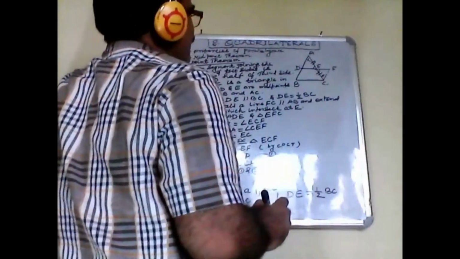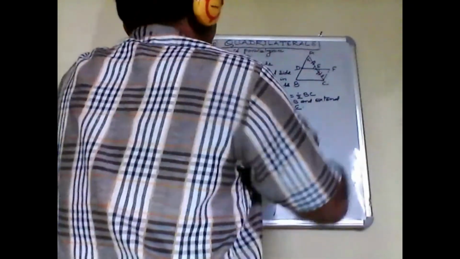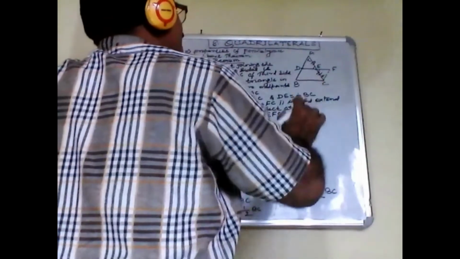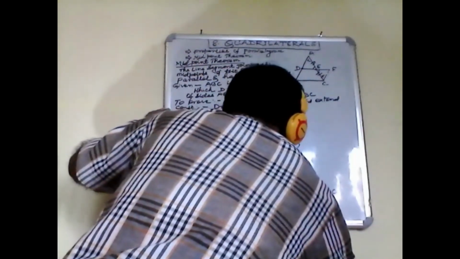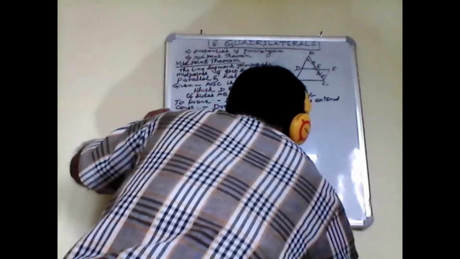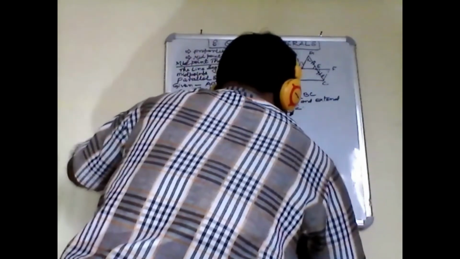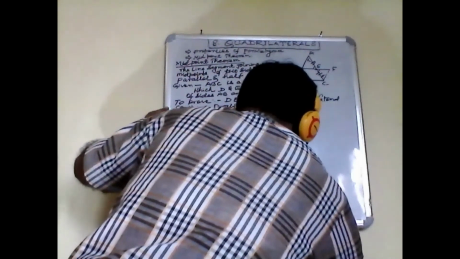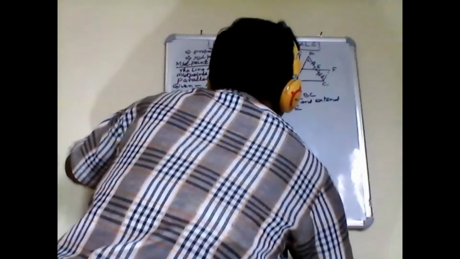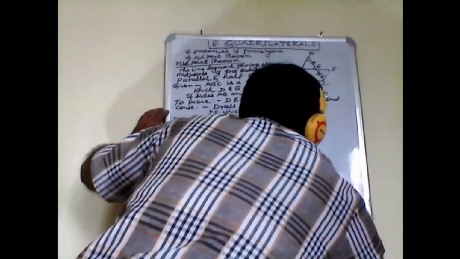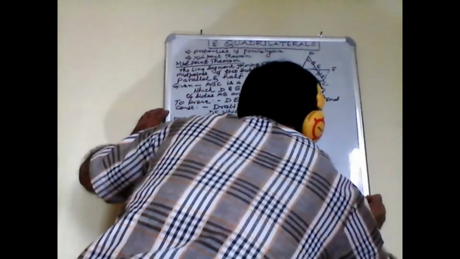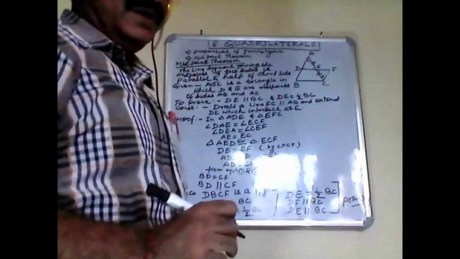And another thing, it has already been proved that DE is parallel to BC, because DBCF is a parallelogram, so DF is parallel to BC. This E point lies on this line segment, so DE will be parallel to BC. These are the proved parts. So you can prove the midpoint theorem very easily.